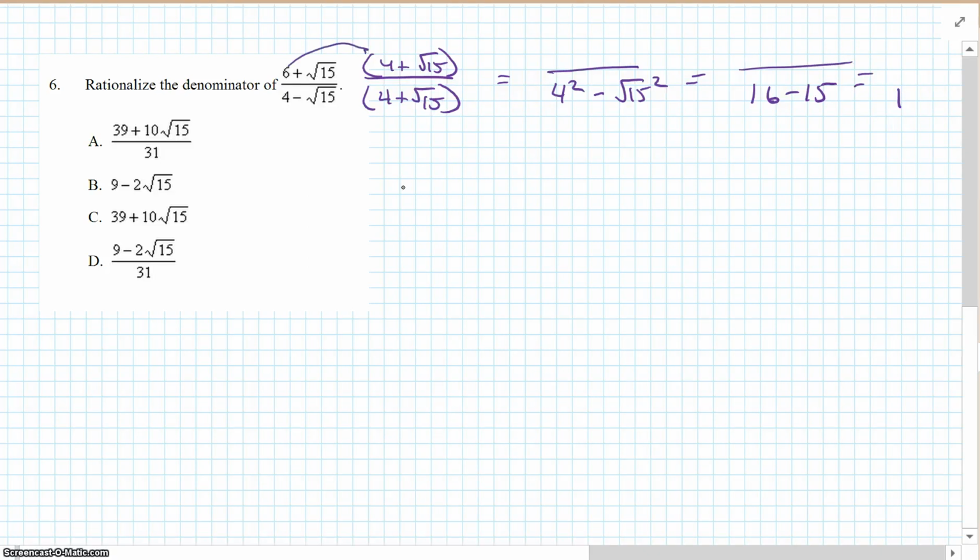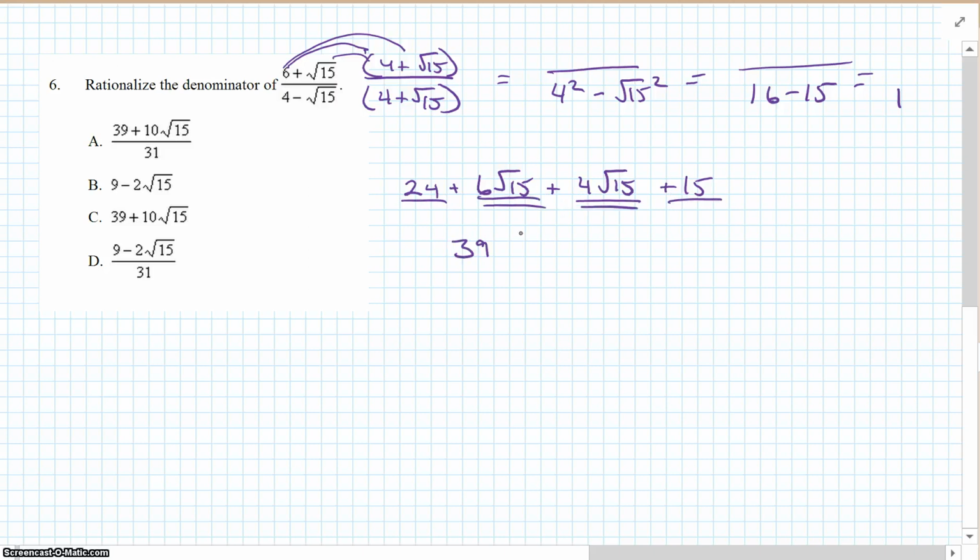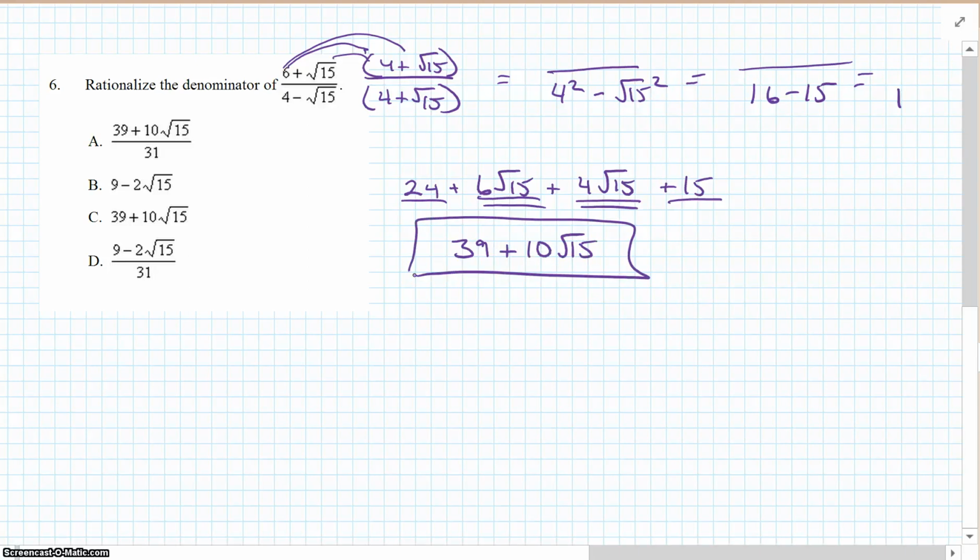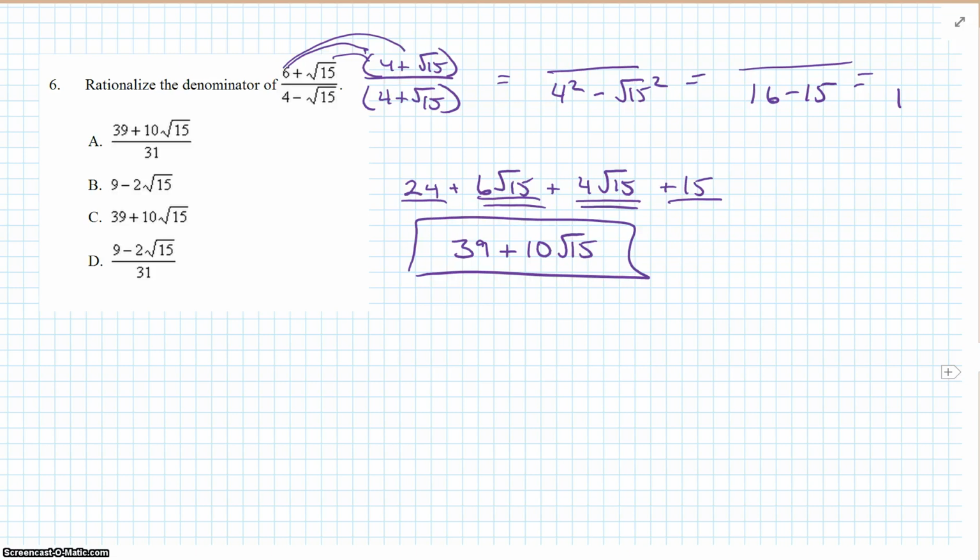So what is 6 times 4? It's 24. 6 times square root of 15, 6 square root of 15. What's square root of 15 times 4? 4 square root of 15. And what's square root of 15 times square root of 15? It's positive 15. So 24 plus 15 is 39. 6 square root of 15 plus 4 square root of 15 is 10 square root of 15. And again, it was all over 1, so my final answer is just 39 plus 10 times the square root of 15. Okay. Make sure you know how to do this. Double check your work. And that is the lesson for today.